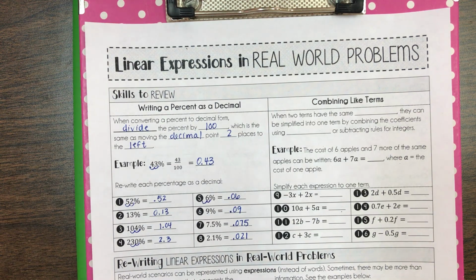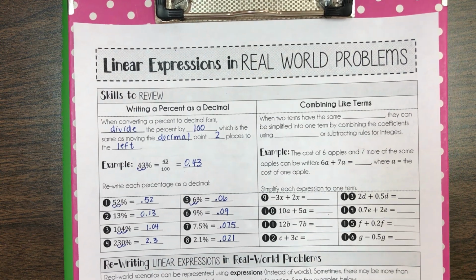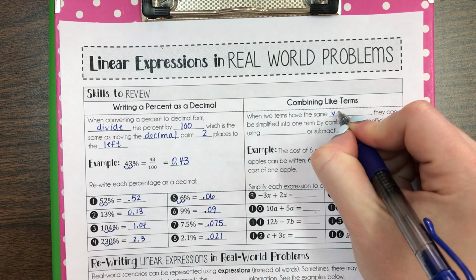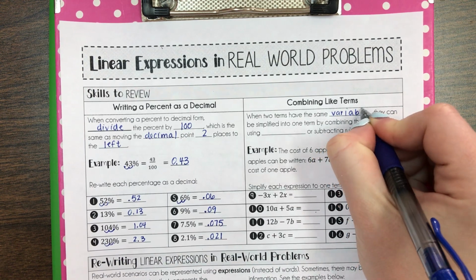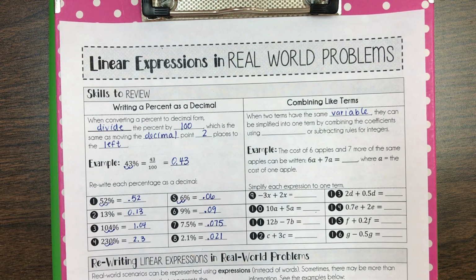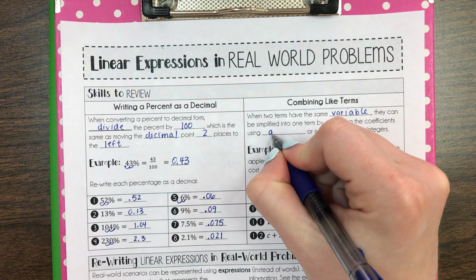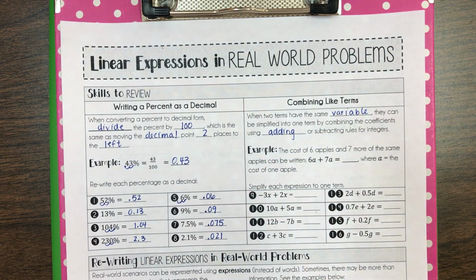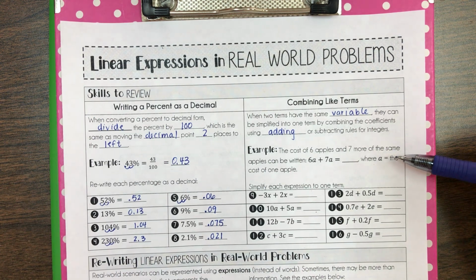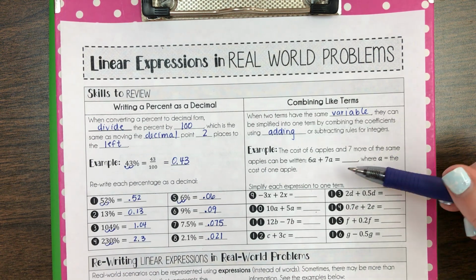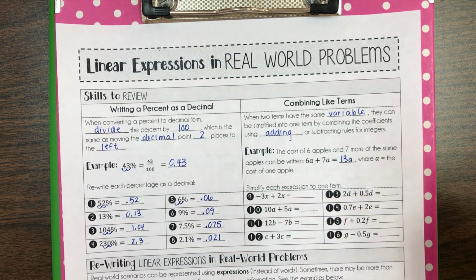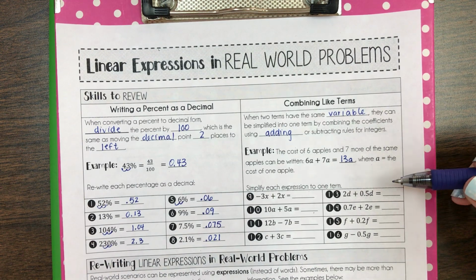Now if we go on to our next skill, which is combining like terms. So when two terms have the same variable, they can be simplified into one term by combining the coefficients using adding or subtracting rules for integers. So example, the cost of 6 apples and 7 more of the same apples can be written as 6a plus 7a. Well, 6 plus 7 would give us 13a, where a is the cost of 1 apple.